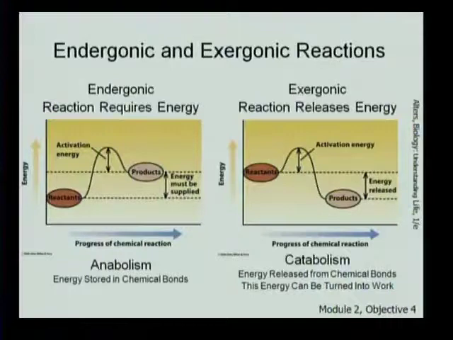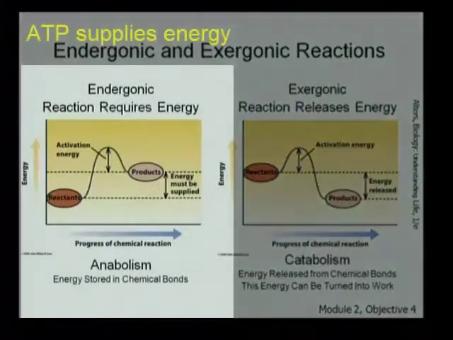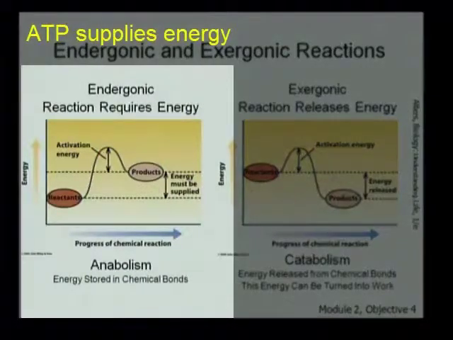This slide, again from Module 2, Objective 4, shows us where the energy from ATP comes from and where the energy from ATP goes into. So anytime we have an anabolic reaction where we have to supply the energy, that energy that's supplied comes from ATP, from adenosine triphosphate, from the high energy bonds between the second and the third phosphate group of the ATP molecule.